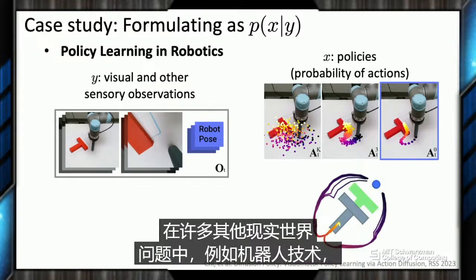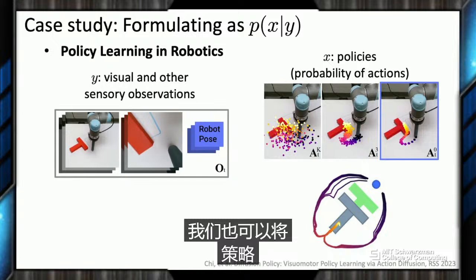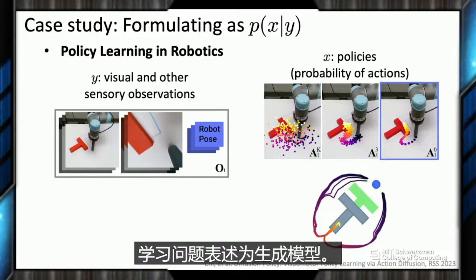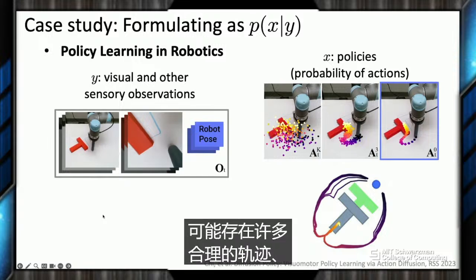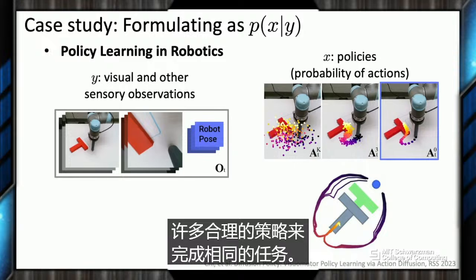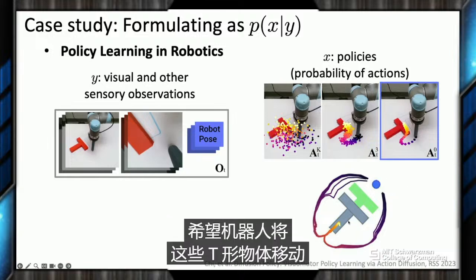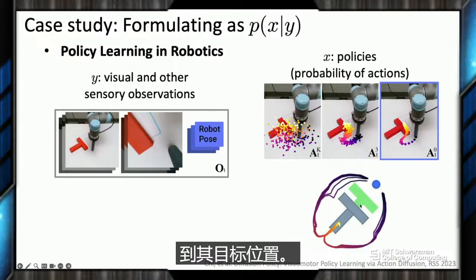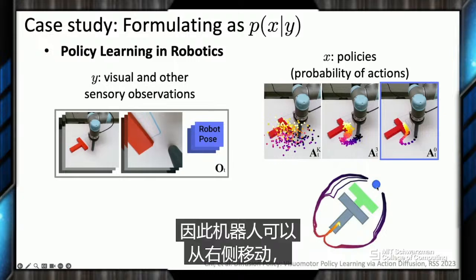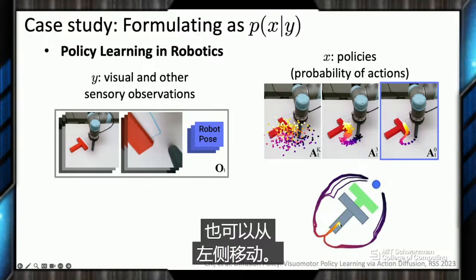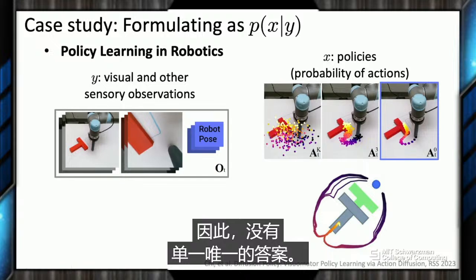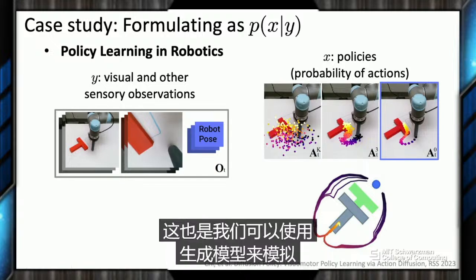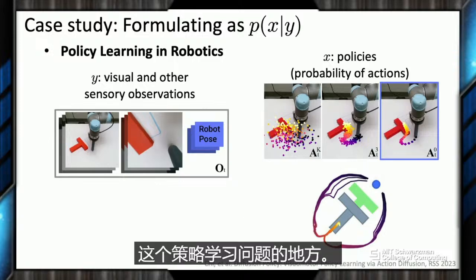In many other real-world problems, such as robotics, we can also formulate the problem of policy learning as a generative model. For example, in robotics control, there could be many plausible trajectories, many plausible policies that can fulfill the same task. In this case, you want the robot to move these T-shaped objects into their target location. The robot could either move from the right-hand side or from the left-hand side. Both trajectories are plausible, so there is no single unique answer. This is also where we can use generative models to model this policy learning problem.